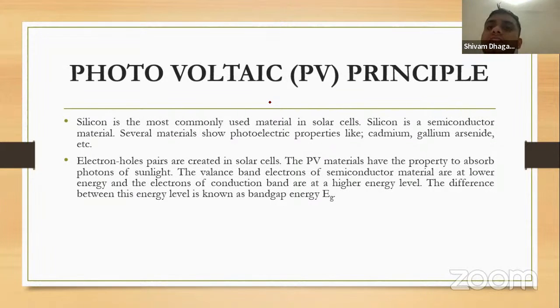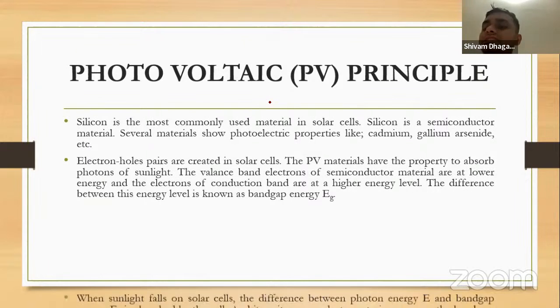Silicon is the most commonly used material in solar cells. Silicon is a semiconductor material. Several materials show photoelectric properties, like cadmium and gallium arsenide. Electron-hole pairs are created in solar cells. The PV materials have the property to absorb photons of sunlight. The valence band electrons of semiconductor materials are at lower energy, and the electrons of the conduction band are at high energy level. The difference between these energy levels is known as band gap energy, EG.